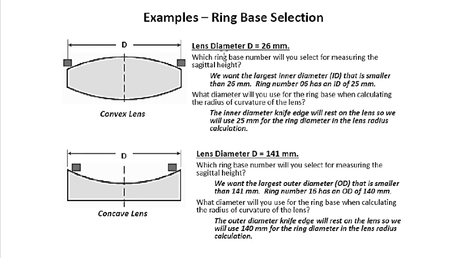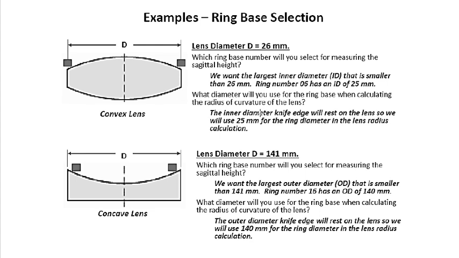First, you're given the lens diameter. The lens diameter is 26 millimeters. When you choose, we're going to look at the given lens diameter, and you're going to choose the largest inner diameter that is smaller than your lens diameter, and we found that is ring number 6, which is 25 millimeter, which is smaller than 26 millimeter, the lens diameter.